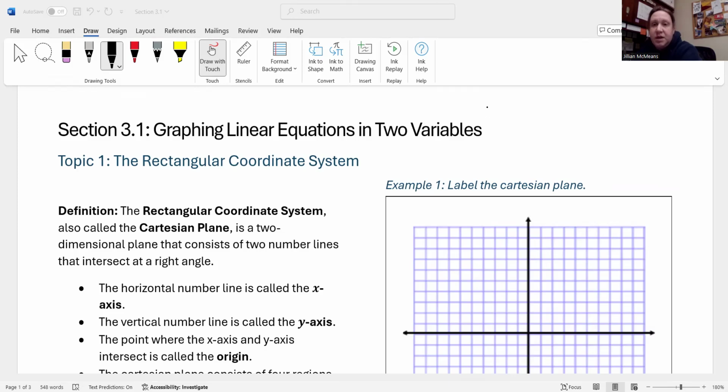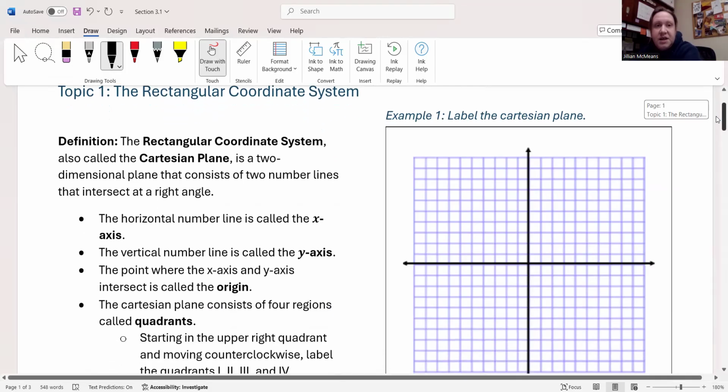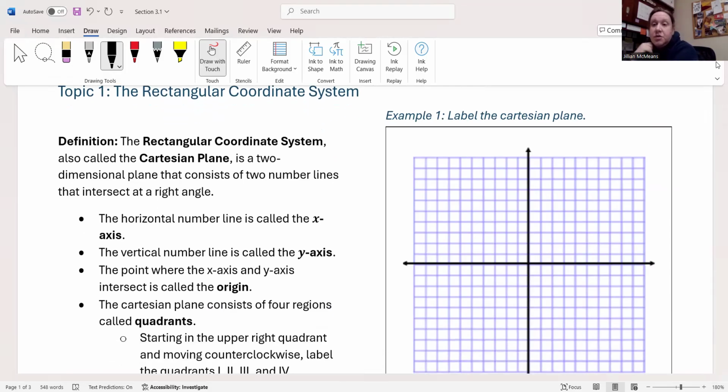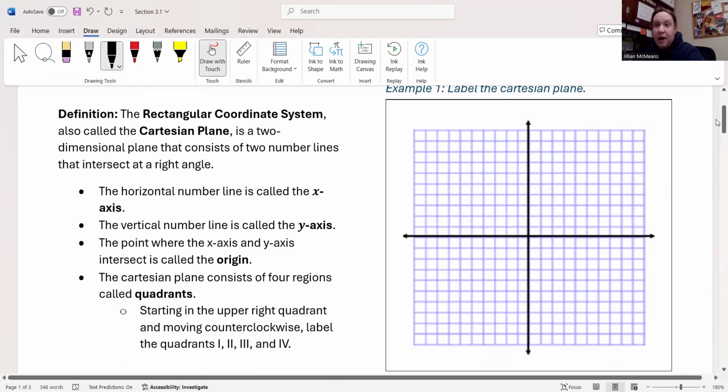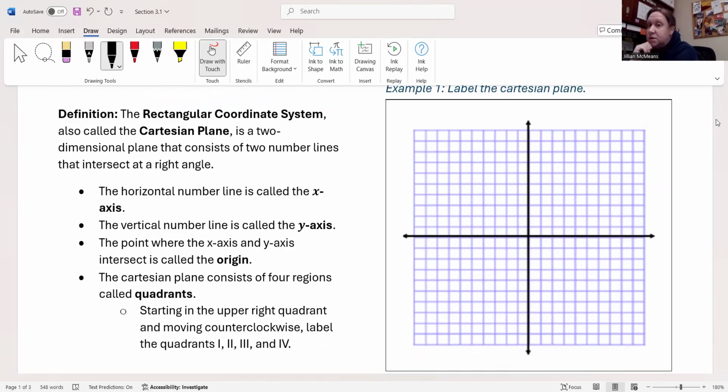So topic 1 is just what is the rectangular coordinate system? This is where we graph our equations, but we need to know what it is and what it does. All right. So, definition: the rectangular coordinate system, also called the Cartesian plane, is a two-dimensional plane that consists of two number lines that intersect at right angles. You can see an image of that here on the right. This is where we graph equations in two variables. We're talking about linear equations in this chapter, so this is where we would graph lines, all right?